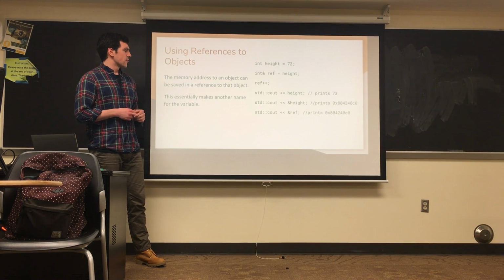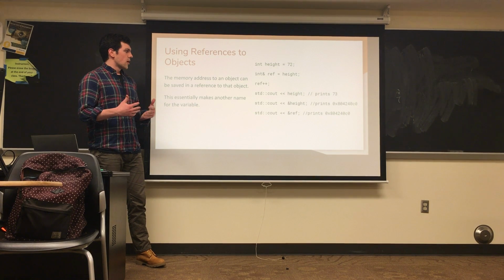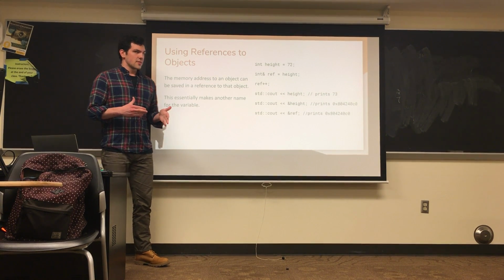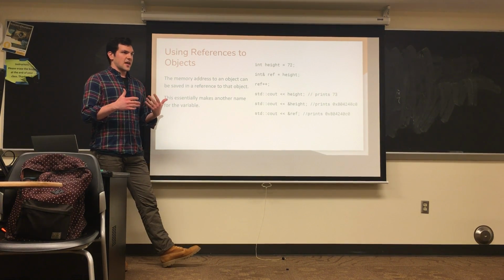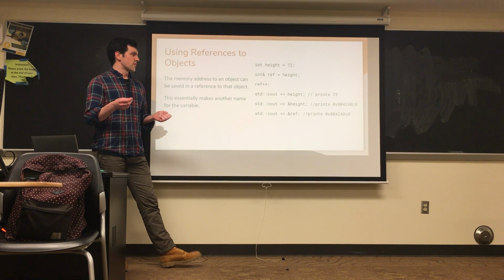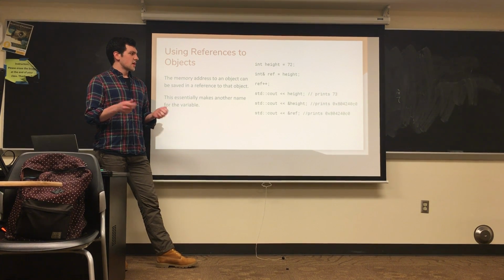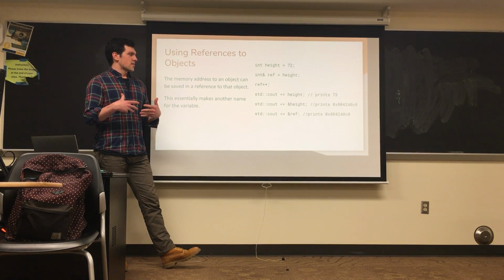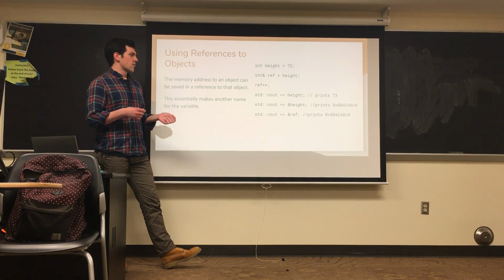So next we have references in C++. References are important to understand because they're basically an alias or another variable name that can interact with that object in memory that the original variable name established, and they allow us to interact with that object at that memory address. And they're important to understand for pointers.